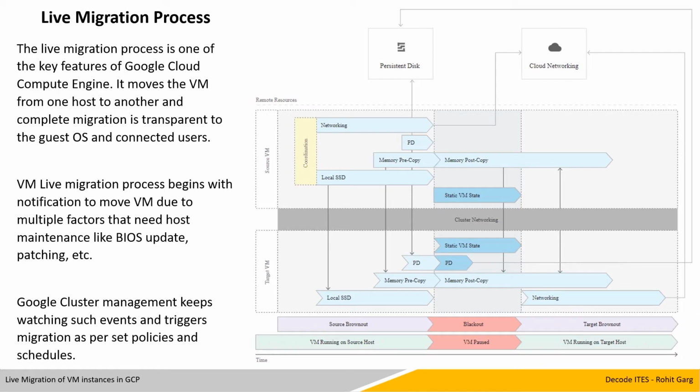Live migration process. Live migration is one of the key features of Google Cloud Compute Engine. It moves the VM from one host to another, and the migration is transparent to the guest OS and connected users. The VM live migration process begins with a notification to move the VM due to multiple factors that need host maintenance, like BIOS upgrade or patching. Google Cluster Manager keeps watching such events and triggers migration as per set policies and schedule.